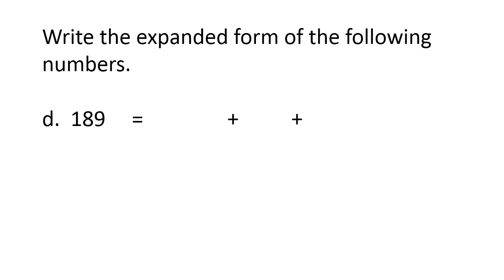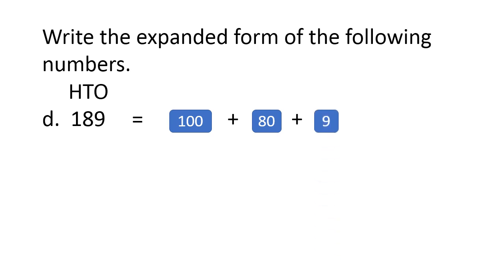Here in D part, there is a numeral 189. So write places on it: ones, tens and hundreds. The greatest place is hundreds. So what is the place value of the hundreds place here? 100. And tens place, 80. 9 is at ones place, so 9. So what is the expanded form of 189? 100 plus 80 plus 9.